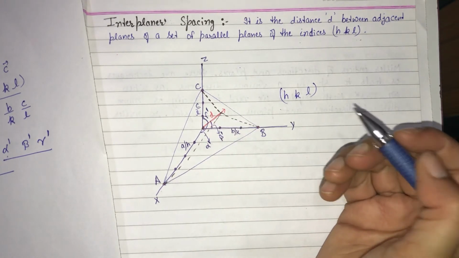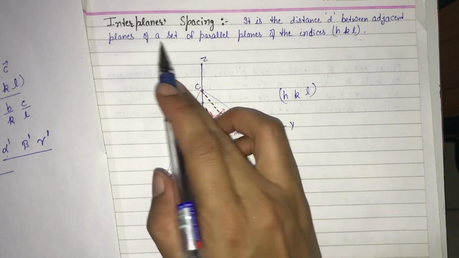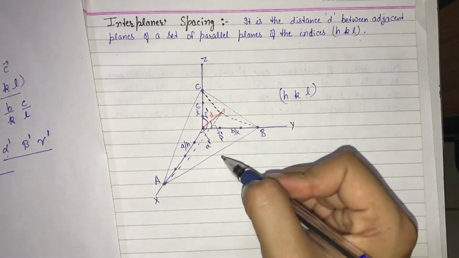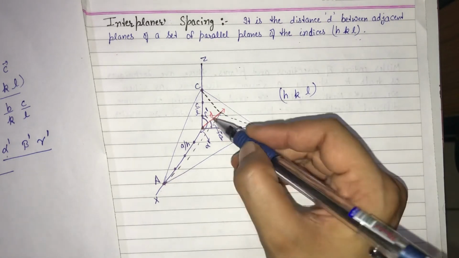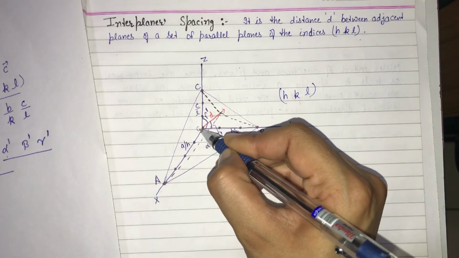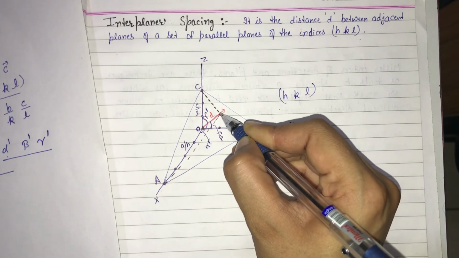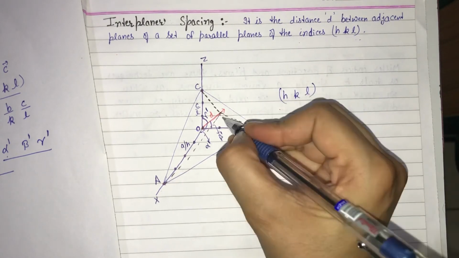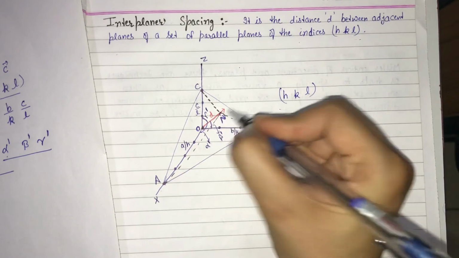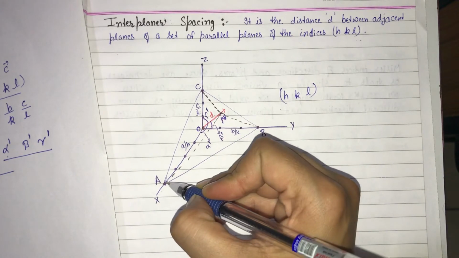Hope all of you understand the concept of interplanar spacing. Now how to solve this? Now see, this is the origin O, and let the point at which this perpendicular is drawn on the plane be marked as point N. Clear? And this is point A.